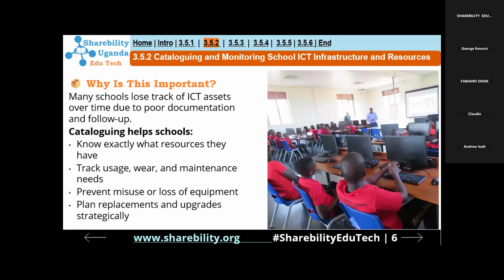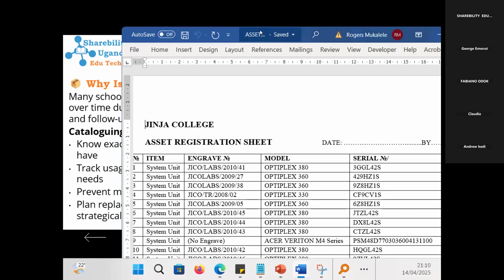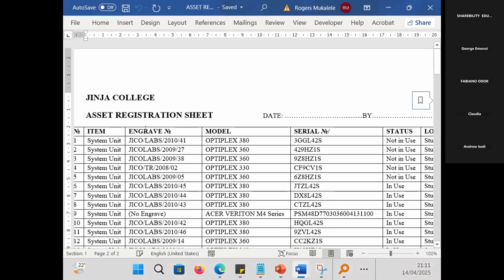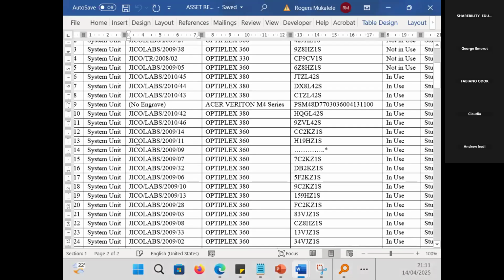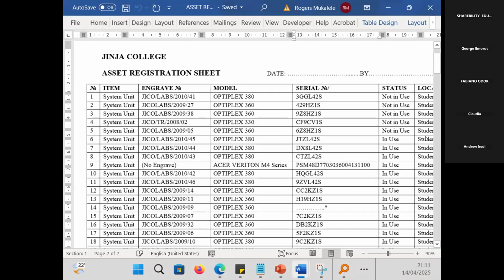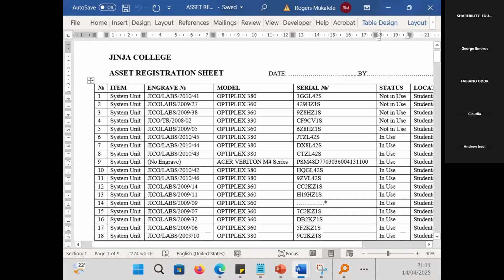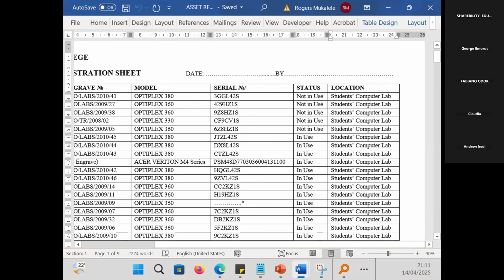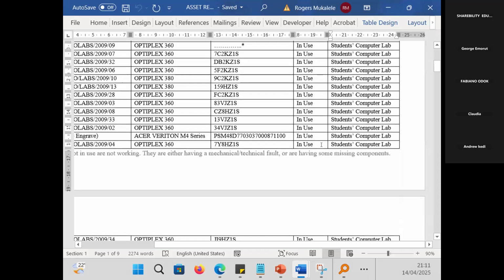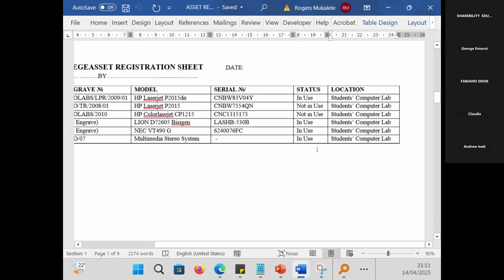When I was at Ginger College, I was submitting this kind of registration sheet every term to my head of department. We could have the engraved number. This was in GCO Labs, an asset registration sheet. The model, the serial number, the status, whether it is in use, where it is located. Is it in the student's computer lab? What is its status? Is it working or not? I could say it is in use, it's not in use.